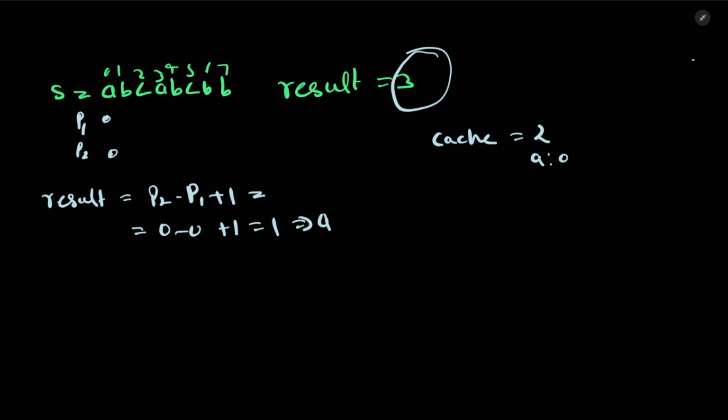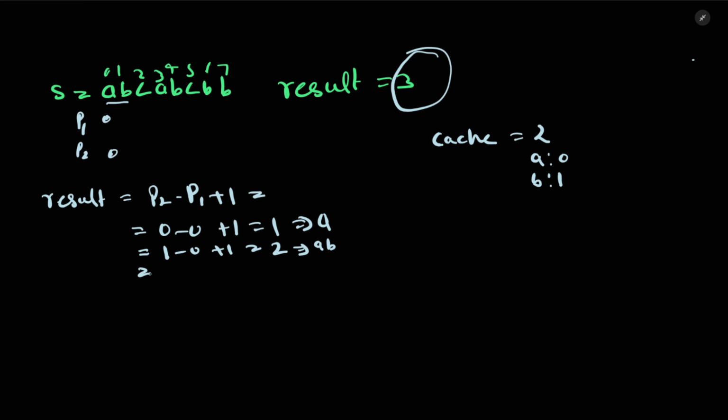Now let's move to the b, and we will check if we have seen the b previously. We have not seen it, so we will update the b in the cache and calculate the result. At b it will be 1 minus 0 plus 1, and this will be 2, and my substring is going to be ab.